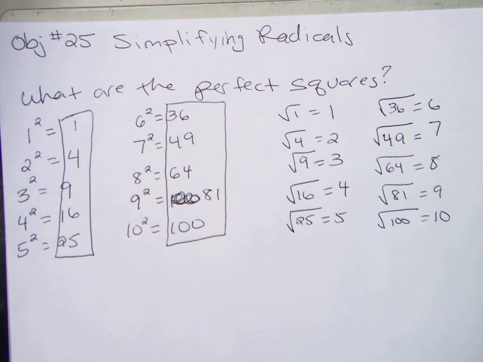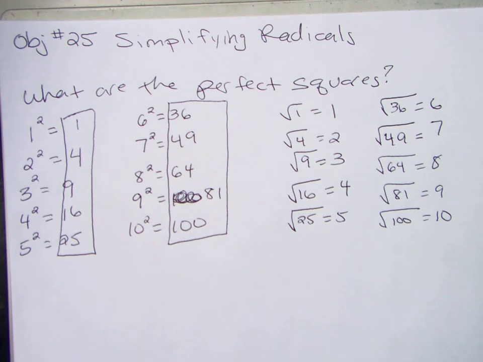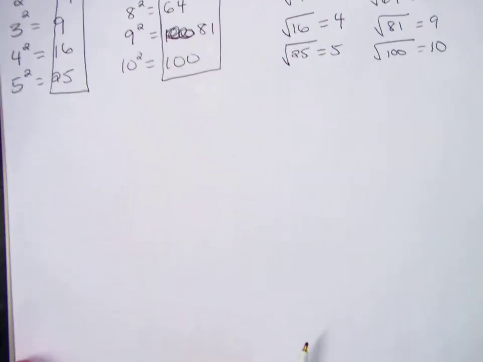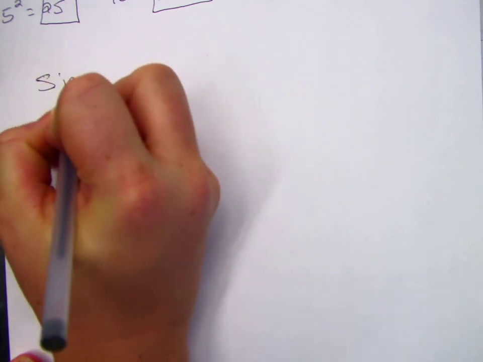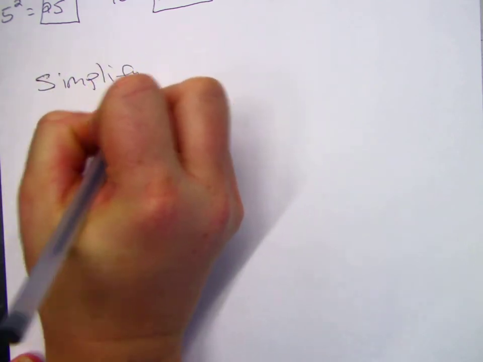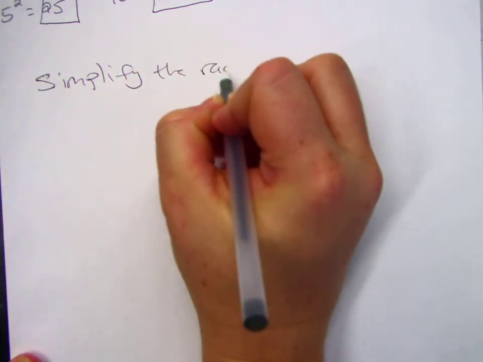So today what we're going to do is focus on problems that we cannot take the square root of. What could we do? Simplify, and that's all the directions you're going to get. Simplify the radical. A radical is a square root.